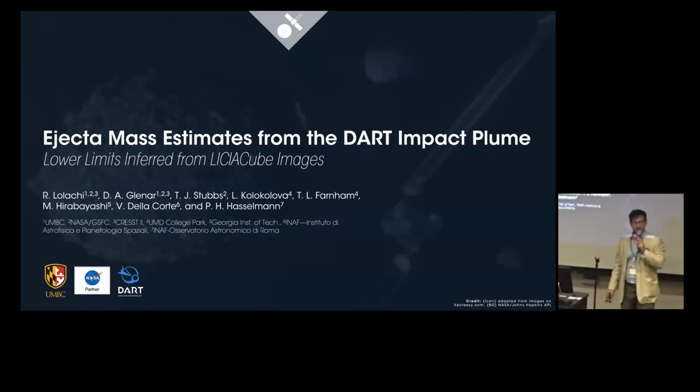So yeah, I'm going to talk about the observed phase angle dependence of the ejecta plume as observed by LICIACUBE and how we can use that to get mass estimates for the ejecta.